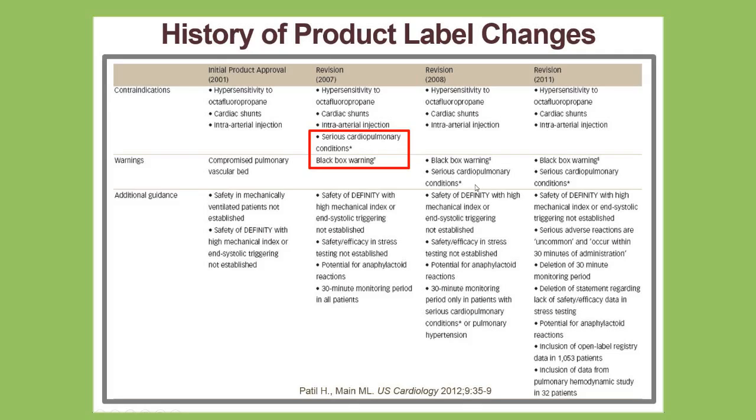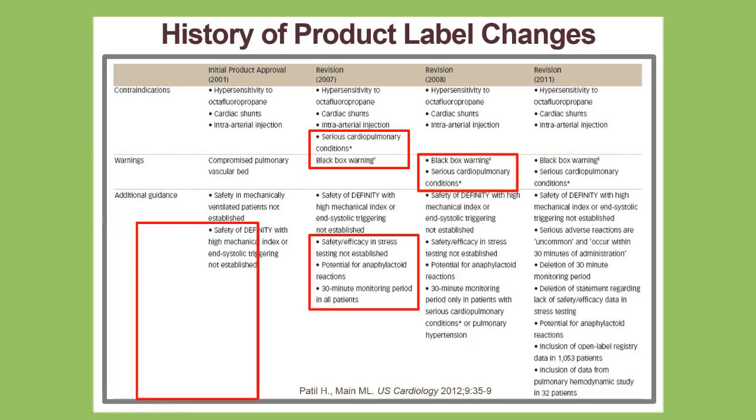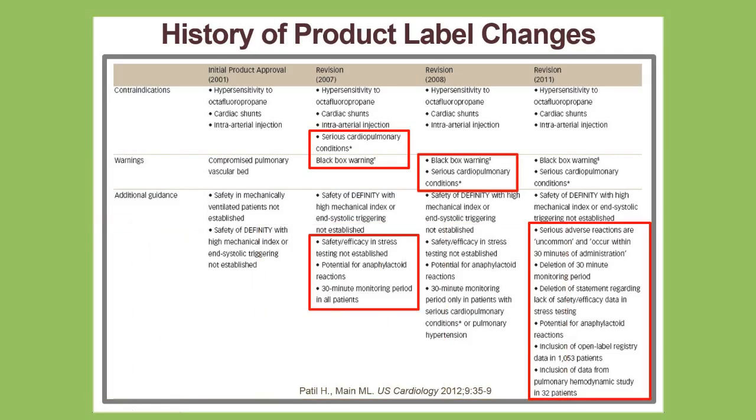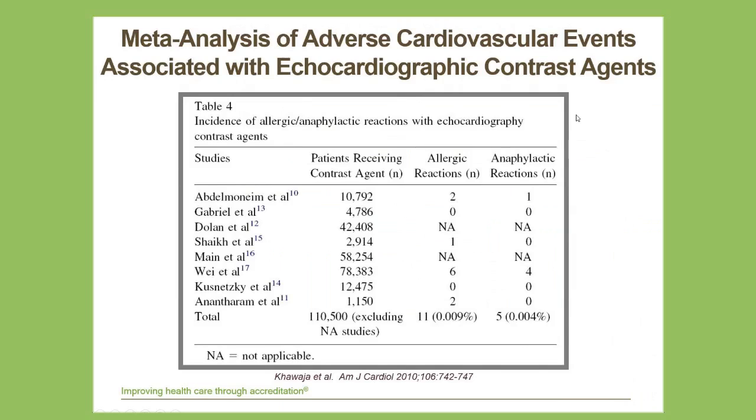In a 2008 revision, the boxed warning remained in effect. However, the serious cardiopulmonary conditions like acute myocardial infarction or worsening heart failure were moved to the warning section. And then in a 2011 revision, the FDA allowed that serious adverse reactions are uncommon and occur typically within 30 minutes of administration, and they also deleted the 30-minute monitoring period. You'll note, however, that as of this product label revision, cardiac shunts remained a contraindication.